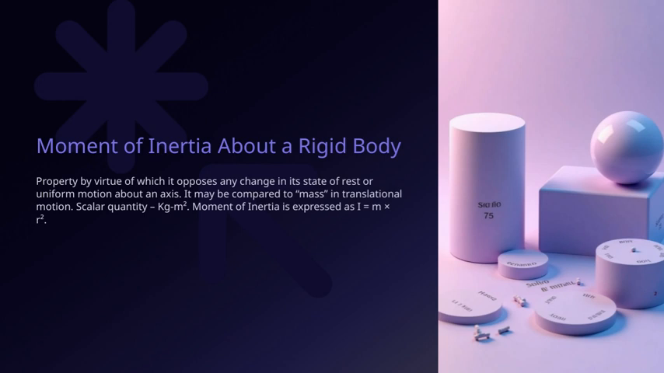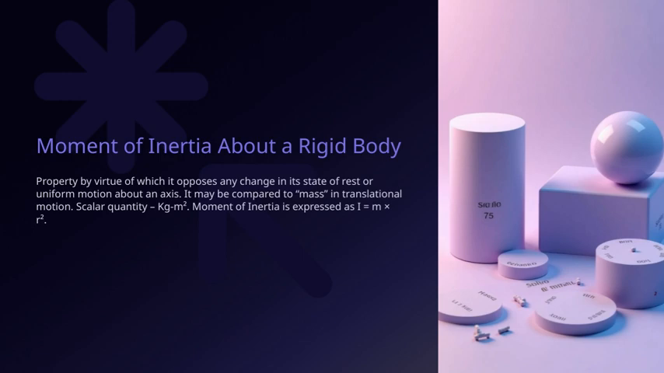It's a scalar quantity, meaning it has magnitude but no direction, and its units are kilogram-meter squared, or kg·m². This property is known as the moment of inertia. And a quick formula to remember is I equals m times r squared, where m is the mass and r is the radius or distance from the axis of rotation.